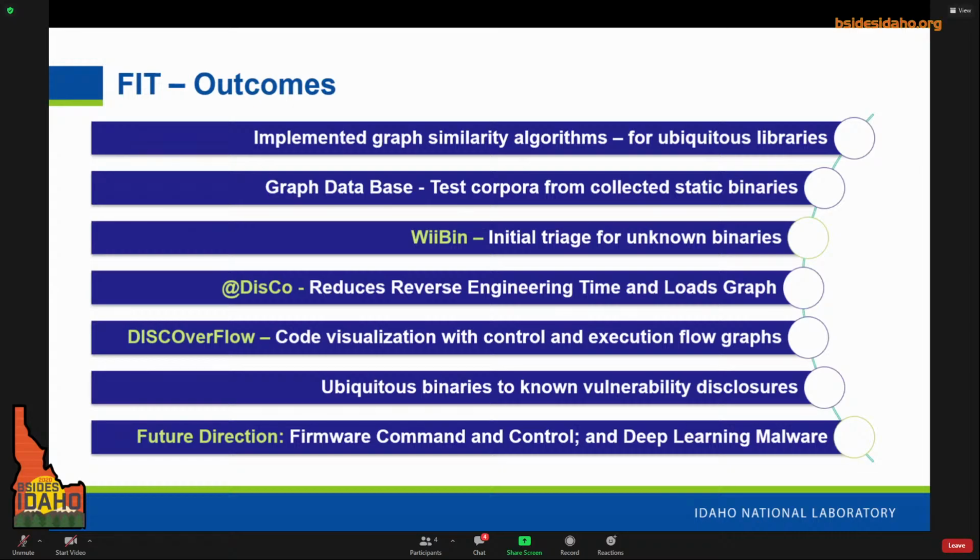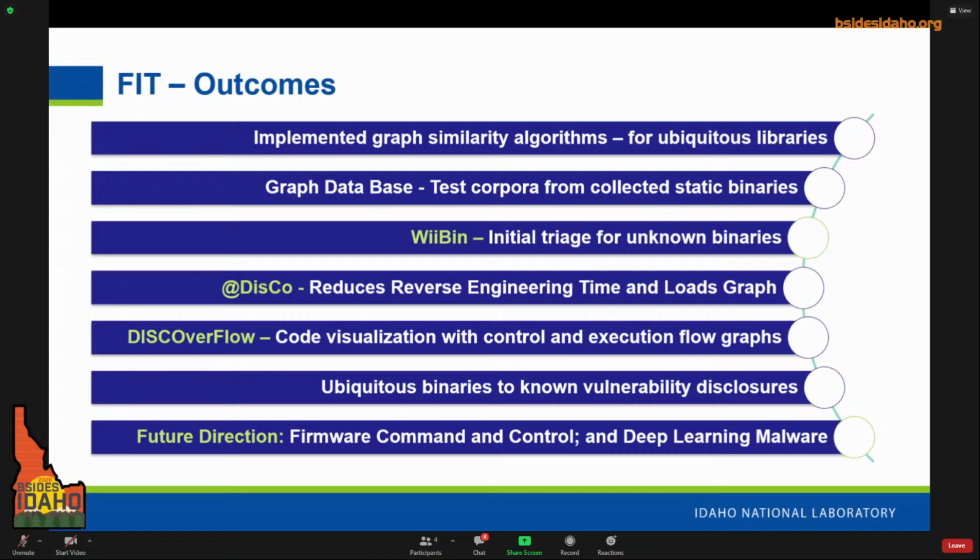So we created an initial triage tool called WiiBin, or What Is It Binary? Because a lot of times as a cybersecurity defender, you're trying to defend a bunch of file systems, and then all of a sudden you get something that doesn't seem to make a lot of sense, with only one or two unknown binaries, and you're really trying to figure out what it is. WiiBin will help you do that initial triage.